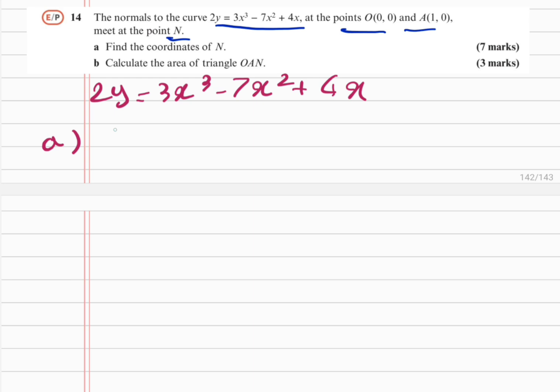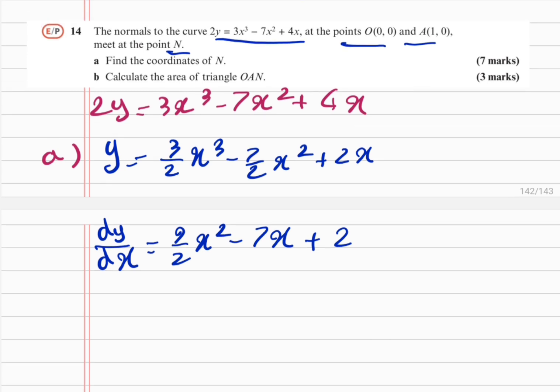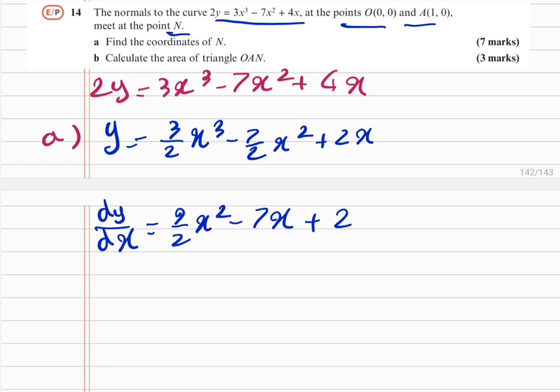Let's rearrange the equation. We divide both sides by 2 and we get 3 over 2 x cubed minus 7 over 2 x squared plus 2x. Now we differentiate this, so we get 9 over 2 x squared minus 7x plus 2. To find the gradient at each point, we substitute the x coordinate of each point. Let's start with the point (0, 0). When x is equal to 0, the gradient is equal to positive 2.